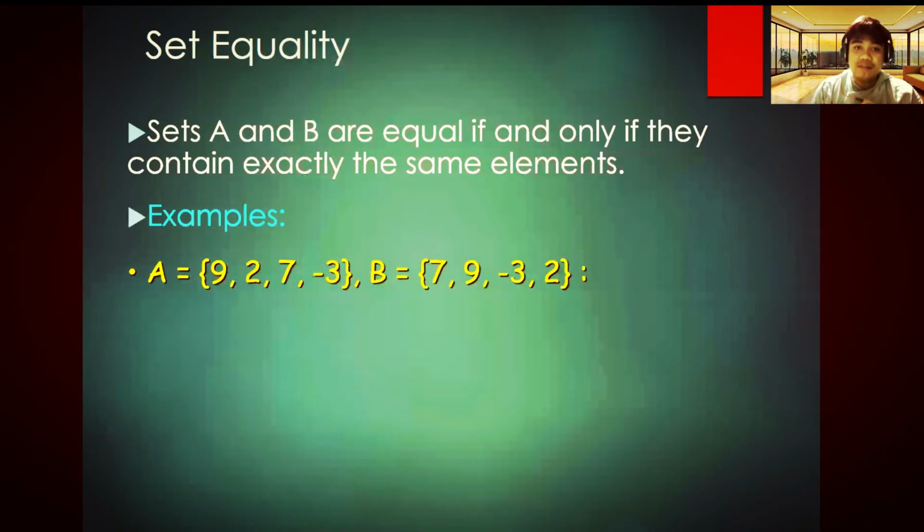So we have here examples. We have set A that contains 9, 2, 7, and negative 3. And we have set B that contains 7, 9, negative 3, and 2. So they are equal since they have exactly the same elements. It doesn't matter even if the arrangement of the elements in set B is reversed, because in sets we don't care about the arrangement of our elements.